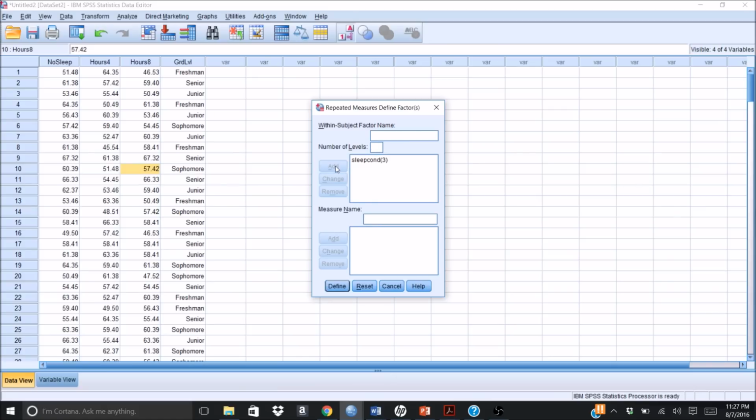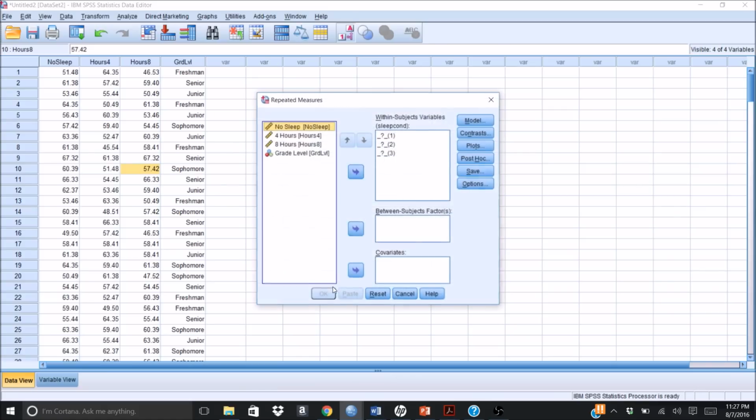I'm going to add this. I want to define what those 3 are. The first one that I'm going to define is my no sleep. The next one that I'll define for number 2 is my 4 hours of sleep, and the next one is 8 hours of sleep. And this is for condition 1, condition 2, and condition 3.